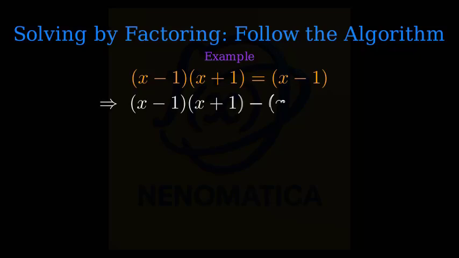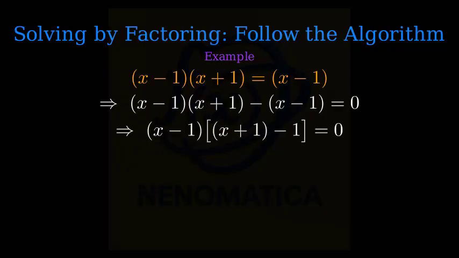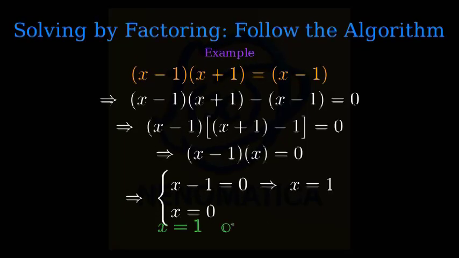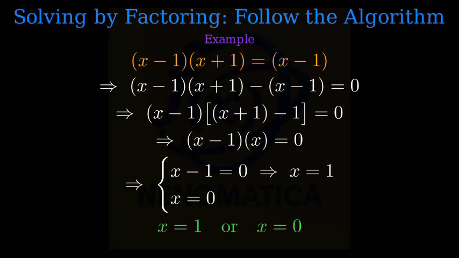Step 1. Subtract the right side from both sides so that the equation equals 0. Step 2. Factor out the common factor x minus 1 using the distributive property. Step 3. Simplify the bracket: x plus 1 minus 1 becomes x. Step 4. Apply the zero product property. Set each factor equal to 0 and solve.